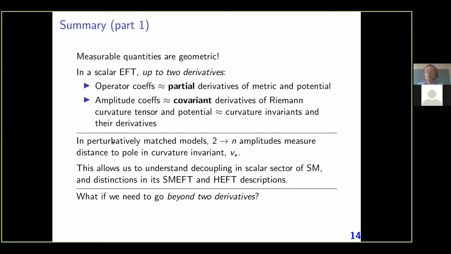So in particular, we calculated some 2 to n amplitudes, which effectively measure the distance to a pole in a curvature invariant. And we use this to understand a class of models which are poorly described by SMEFT. And that's it for part one. And what I'm going to do in part two is talk about what happens when we go beyond 2 derivatives. But I'll just leave a slight pause if there are any pressing questions.